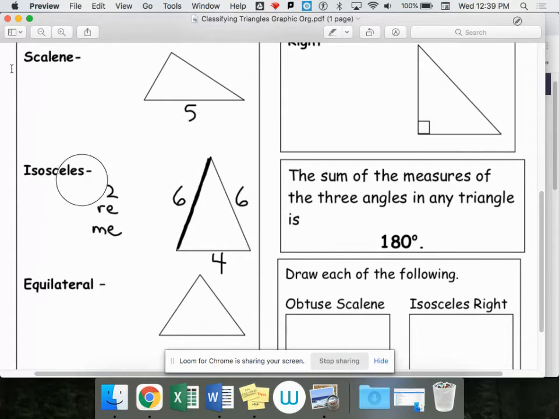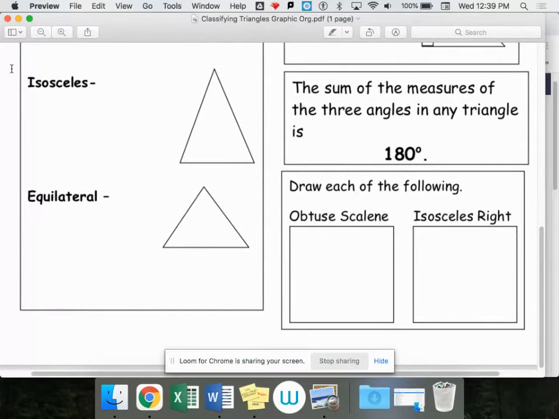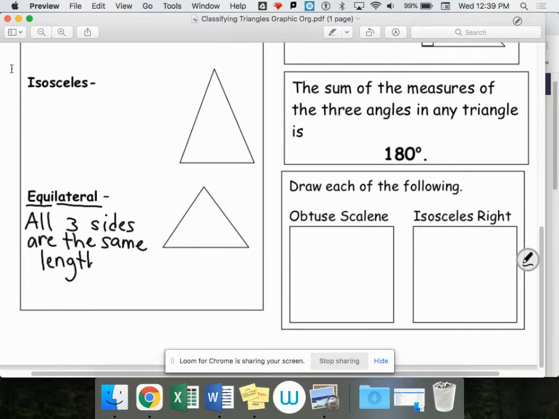The third way that we can classify triangles by side lengths is called equilateral. Equa means equal, lateral means sides, and in an equilateral triangle, all 3 sides are the same length. Okay, so all 3 sides have to be exactly the same length. So we could have a 2, a 2, and a 2. All 3 sides are 2.